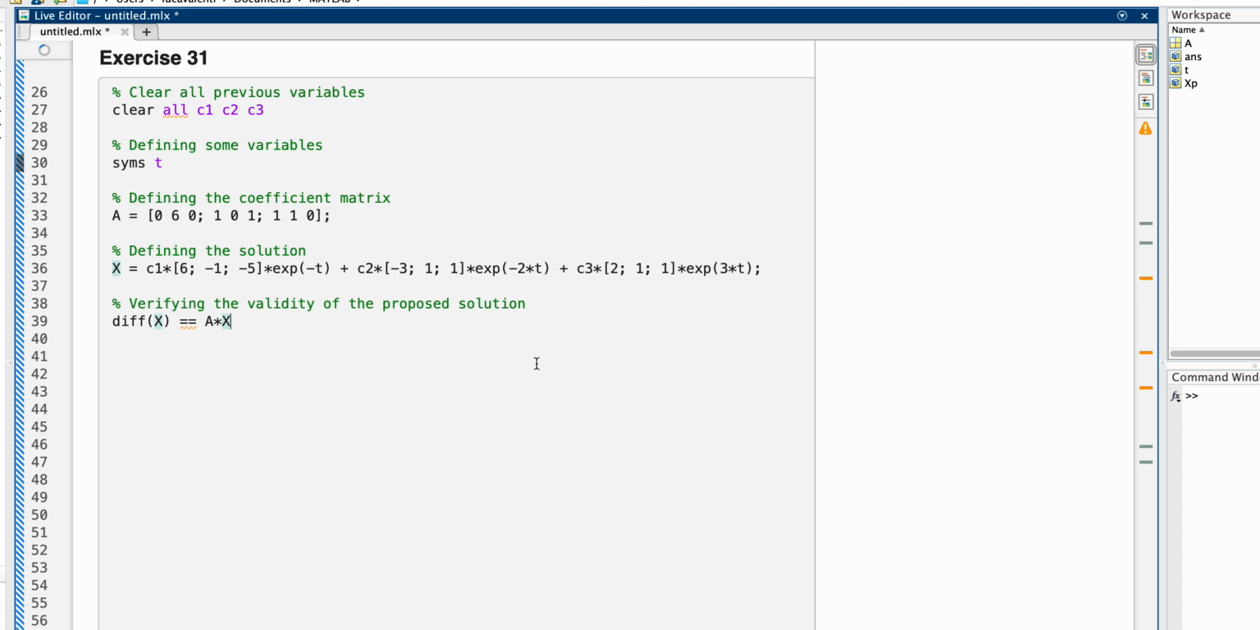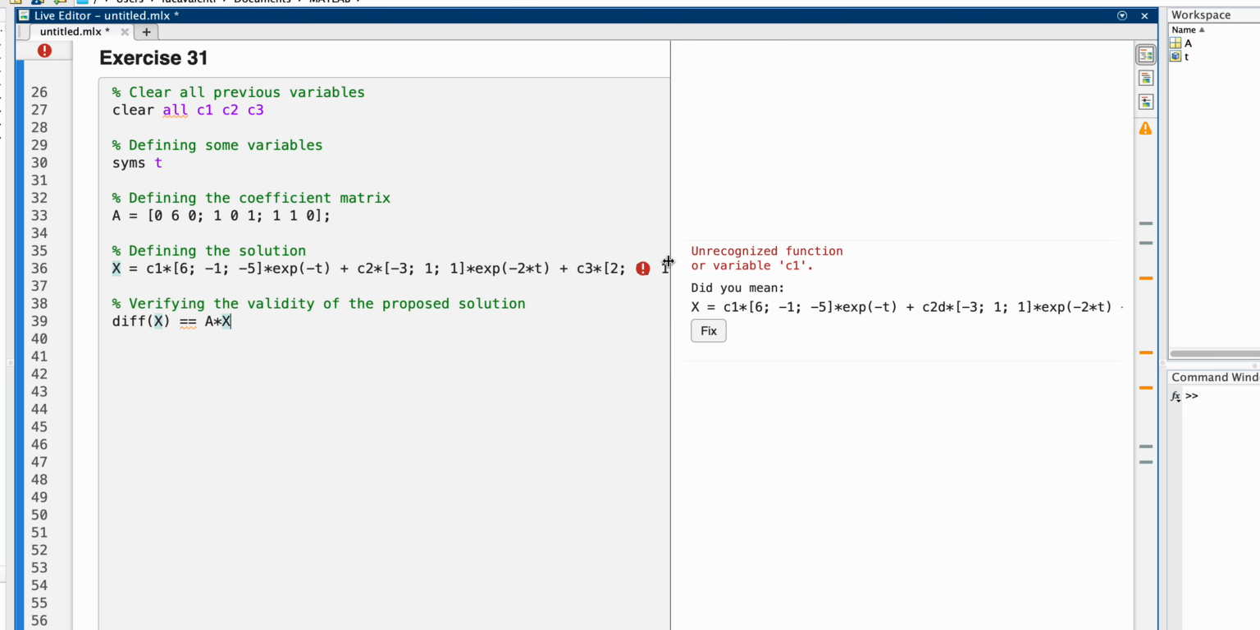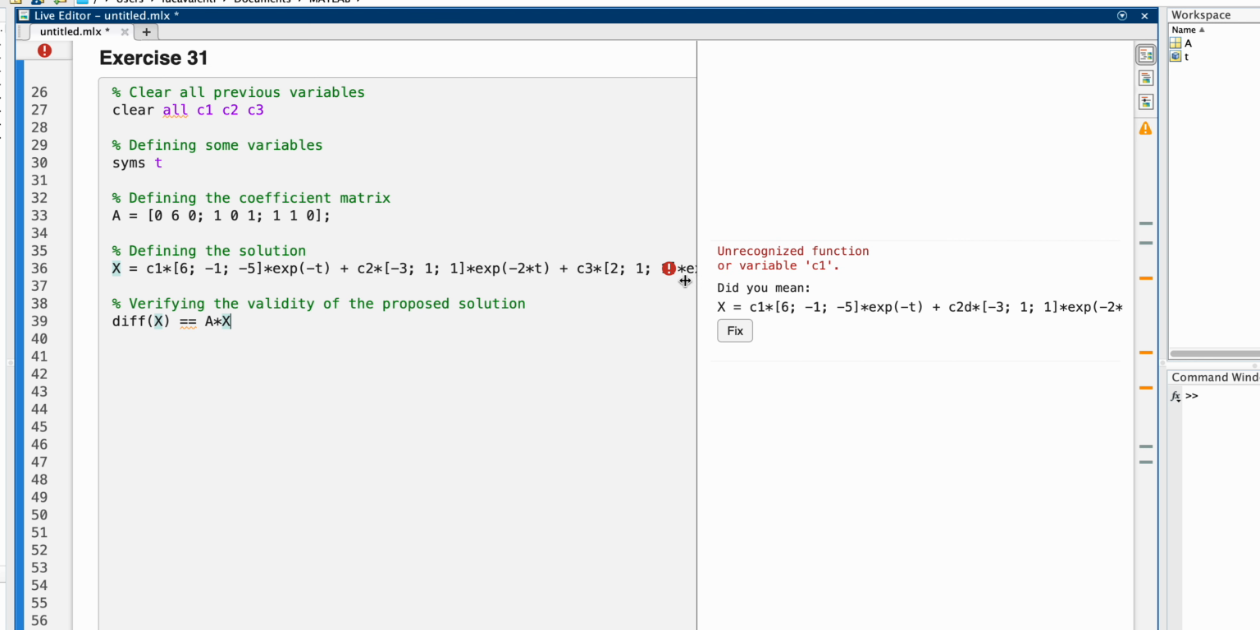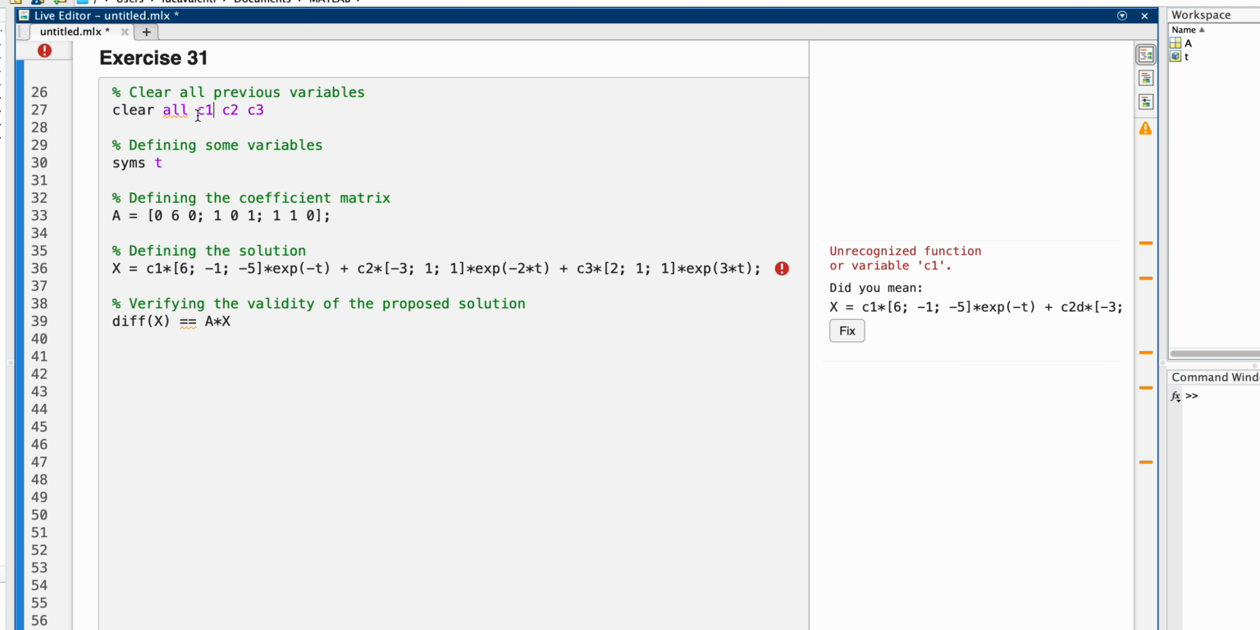I press Control Enter, and I see that we have an unrecognized function or variable, C1. Let's see, why is this C1 not recognized? Because I declared it right here, but still it is not recognized. So it looks like, oh, see, silly me. This is supposed to go over here where I'm declaring the variables. This is to clear all other variables. It has nothing to do with it. So now we should run it again and see what happens.